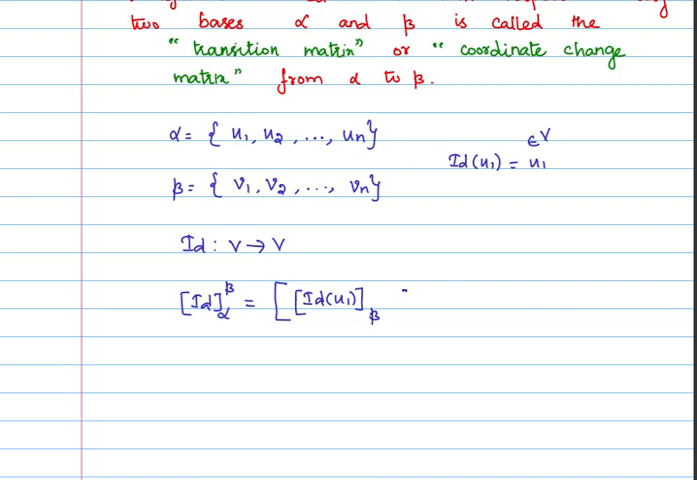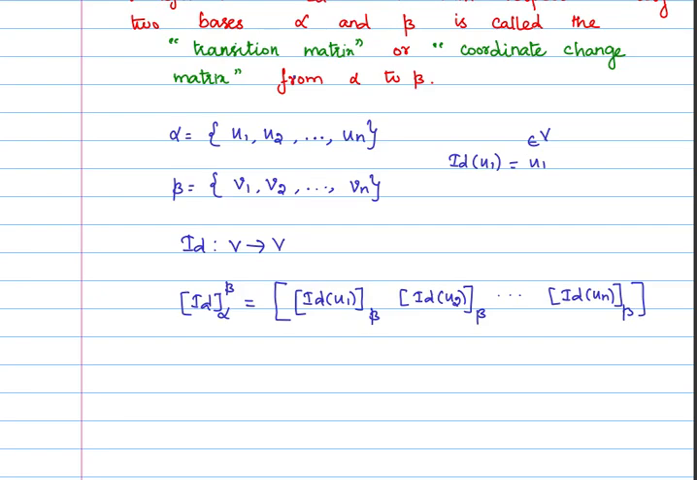What is the second column? ID of U2 in the second column, and so on, up to ID of Un with respect to beta. This is the matrix representation we give. This matrix we call a transition matrix or coordinate change matrix from alpha to beta.